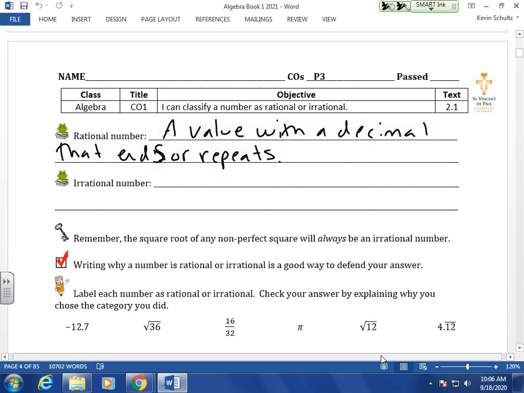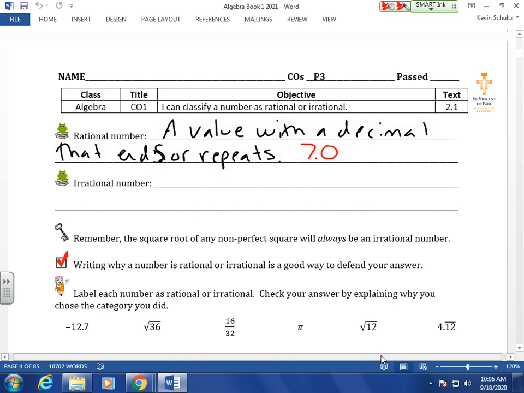So let's consider a value like 7. Is that a rational number? Peter? Yes. Why? Because it can be a decimal. Right. It's not written as a decimal, but it can be. And what would it be as a decimal, Peter? 7.0. Very good. Does that decimal end or repeat? It ends, right? 7.0. Done.